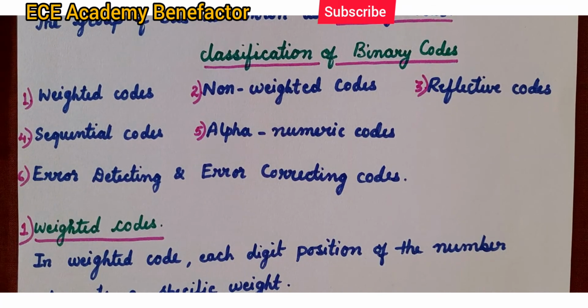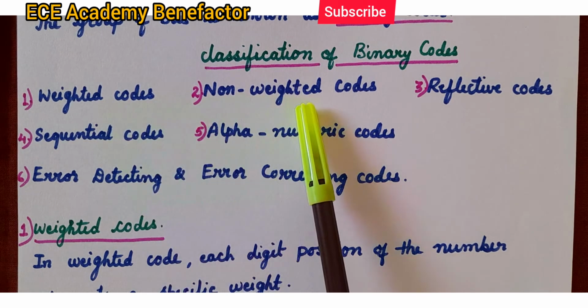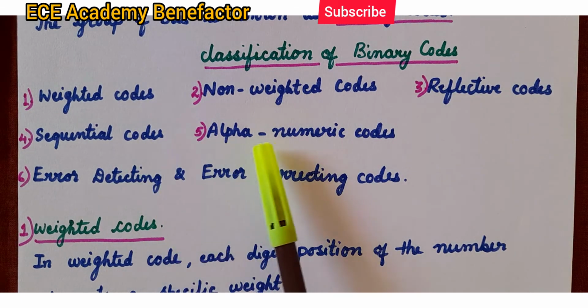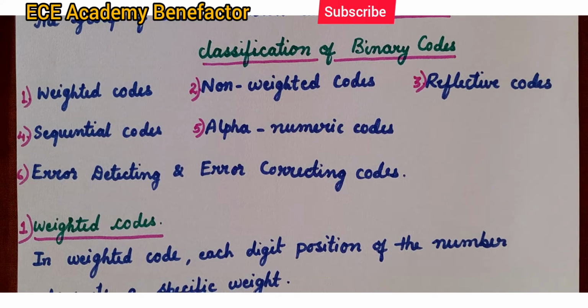Classification of binary codes. There are six categories under it: weighted codes, non-weighted codes, reflective codes, sequential codes, alphanumeric codes, error detecting and error correcting codes. In this class we will be covering weighted codes.